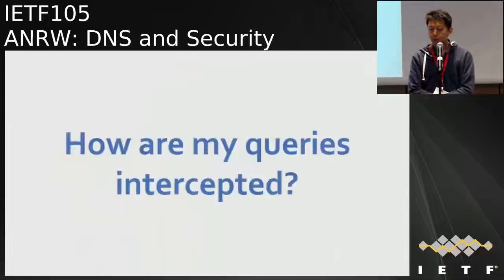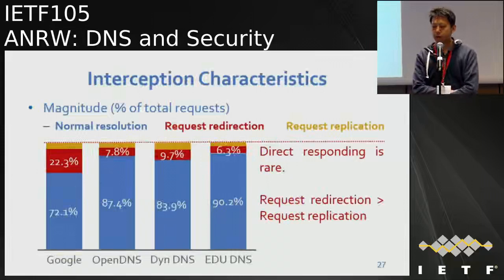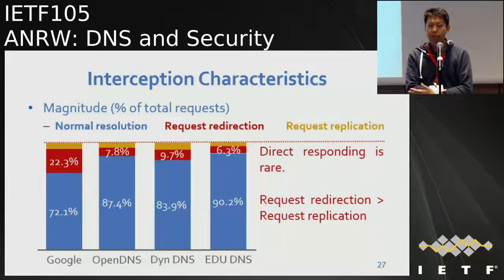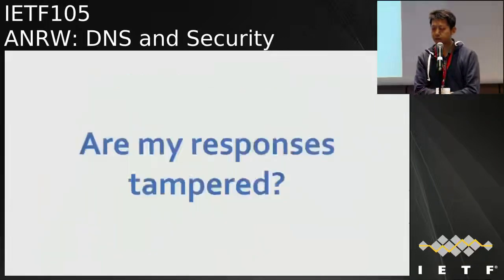The second question we want to answer is how are my queries intercepted? We talk about 3 types of DNS interception: request redirection, request replication, and direct responding. It turns out in most cases, those middle boxes will do the request redirection. A small ratio will do the request replication, and for direct responding, it's really, really rare.